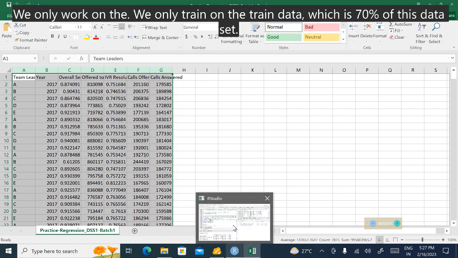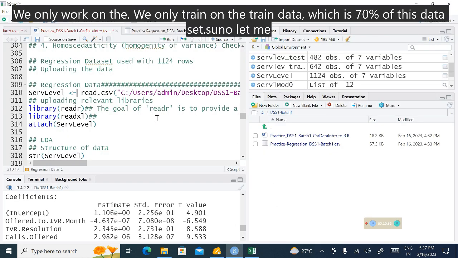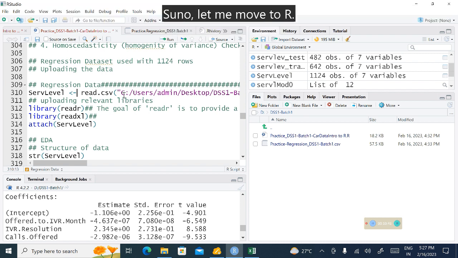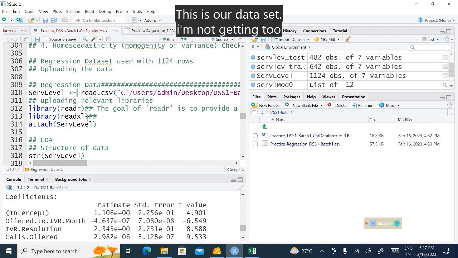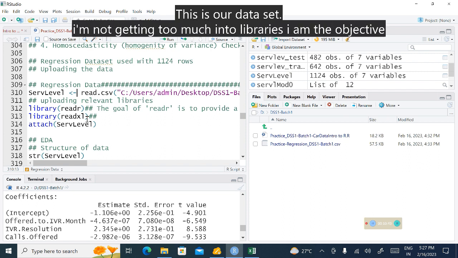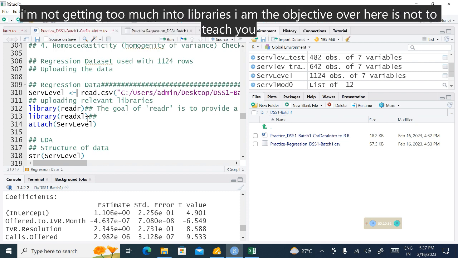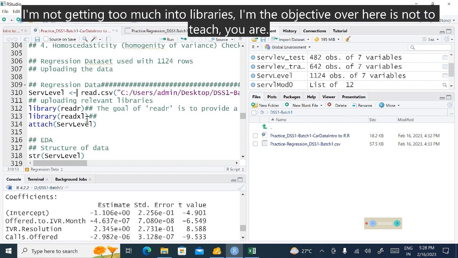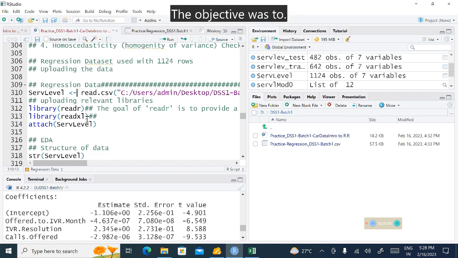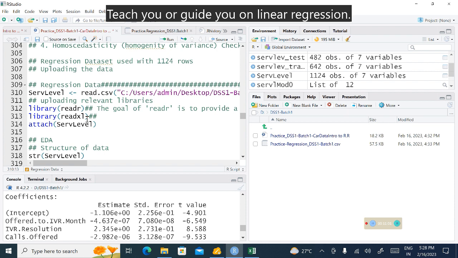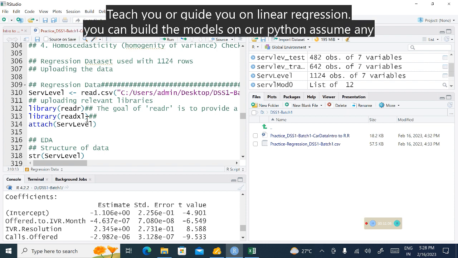So now when we move to R, this is our data set. I'm not getting too much into libraries. The objective over here is not to teach you R. The objective is to teach you or guide you on linear regression. You can build the models on R, Python, Azure, any statistical platform that you prefer.